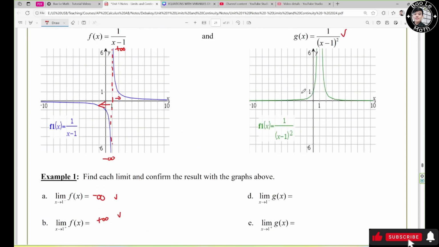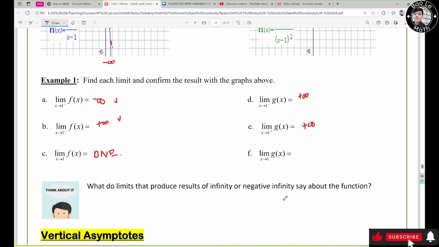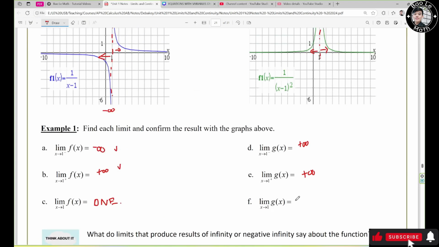Now, question D, we're going to look at this one right here. Limit of g of x when x approaches 1 minus, right? You see the vertical asymptote right here. 1 minus, which means 1 from the left, right? It's still positive infinity, right? Now, limit of g of x when x approaches 1 plus, which means 1 from the right? It's still positive infinity, right? So, the limit of g of x when x approaches 1 is going to be positive infinity, right? This is the same thing as does not exist.